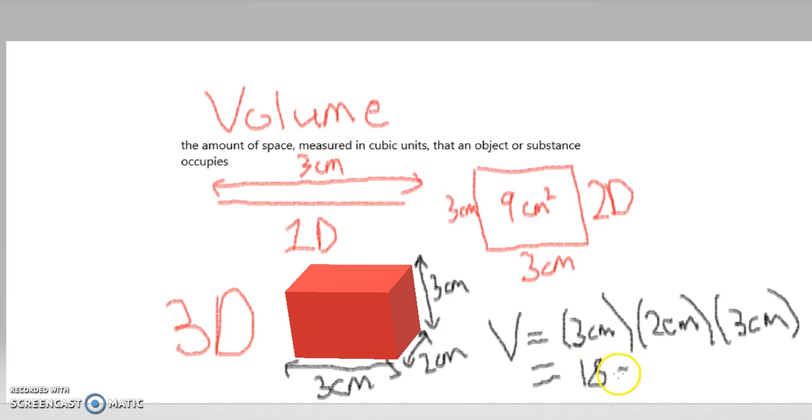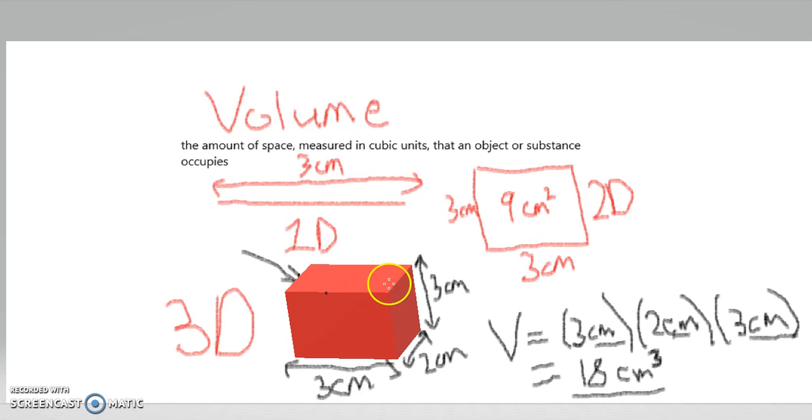Okay. And our units now are going to be centimeters times centimeters times centimeters. We got 3 centimeters. So our units are now going to be centimeters cubed. So this thing has a volume of 18 cubic centimeters. And what I like to think about, let's go back to the definition here. It says the amount of space that an object or substance occupies. So when I think about volume, I imagine that instead of this rectangular prism, which is what this thing's called, this thing is a rectangular prism.